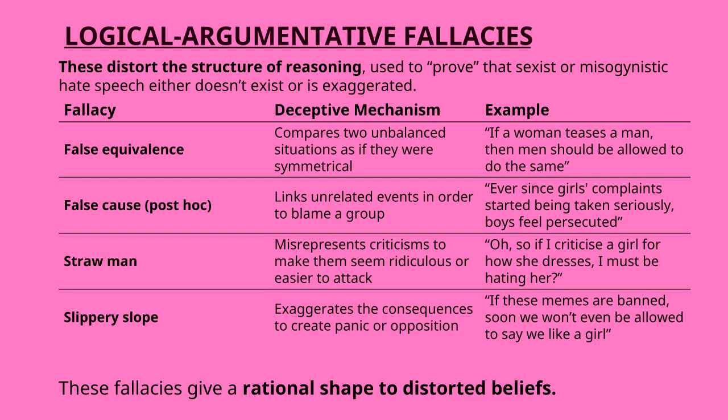Across these moves, the language appears rational, but the structure is unsound. Naming the exact fallacy shows how credibility is being manufactured, returns us to evidence and context, and keeps attention on impact within the hate speech domain.